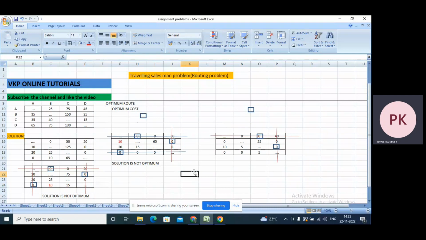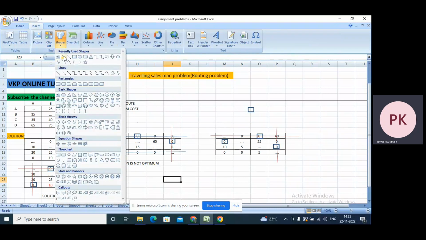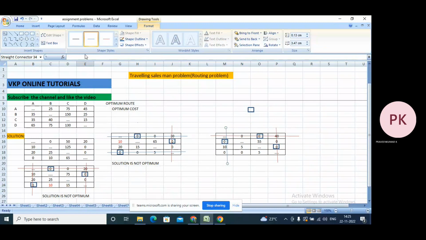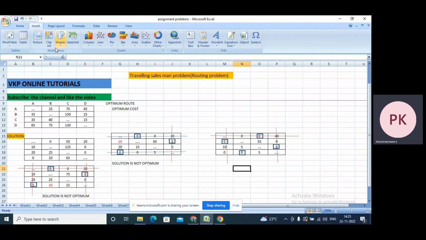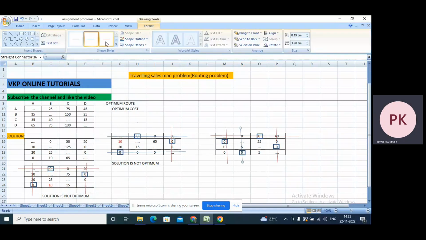Next, again repeat the same procedure for column wise as well as row wise. Say this row having a single zero, I allocate this zero and I cancel the corresponding column. Say my corresponding column is this one. Next, look at this one having a single zero. I allocate this zero and I'll cancel the corresponding column. This is my corresponding column.